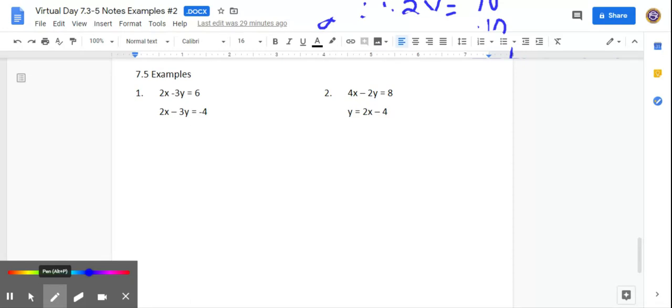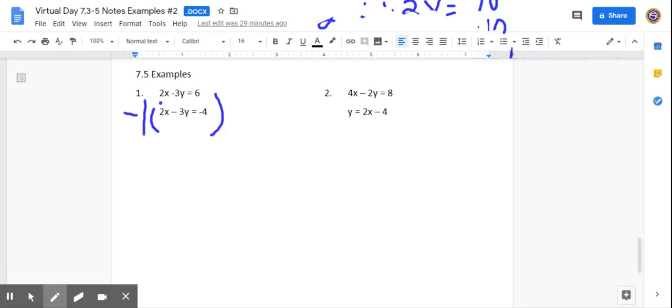But what do we notice? They're the same sign. So we need to have opposite signs. If we choose x, one needs to be 2x and one needs to be negative 2x. So what do I have to do? I have to multiply one of those equations by negative 1, the top one or the bottom one. It doesn't matter. So if I multiply that bottom one by negative 1, I get negative 2x plus 3y, because there's two negatives there, equals, again, negative 1 times negative 4, positive 4.